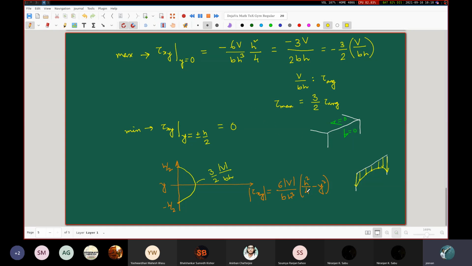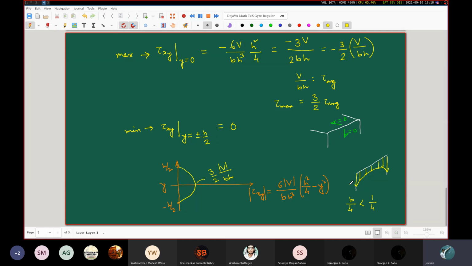So for what kind of geometry? When you have B by H less than 1 by 4, so when the width or breadth of the beam is not too much compared to its height, then even though the actual distribution theoretically may be looking like this, it is all right if we say that the average value of the shear stress along the z direction is captured by this.